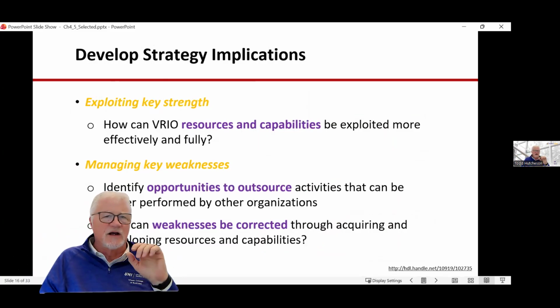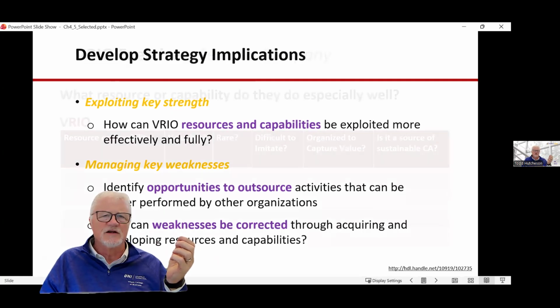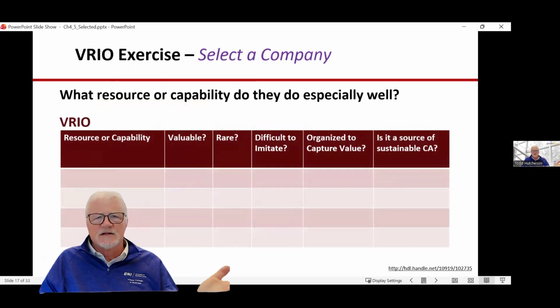So again, we're going to answer that question. How can that VRIO analysis of our resources and capabilities be used to be exploited more effectively and fully? Identifying opportunities to outsource activities, how can weaknesses be corrected? There's all sorts of different strategies that we can create. So let's just do one real quick. Let's select a company and then look at what resources or capability they do especially well.